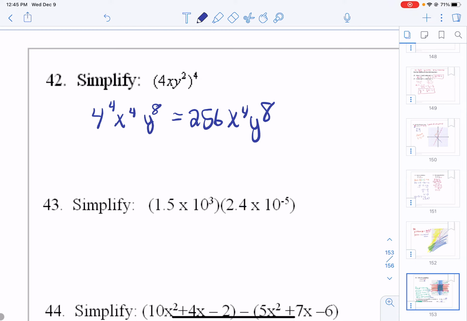Let's look at 43. If you see scientific notation, multiply together. Because multiplication can be done in any order, I am going to do the 1.5 times the 2.4.